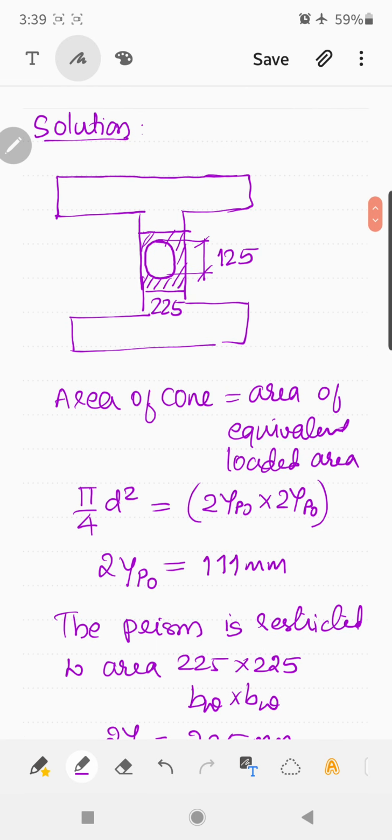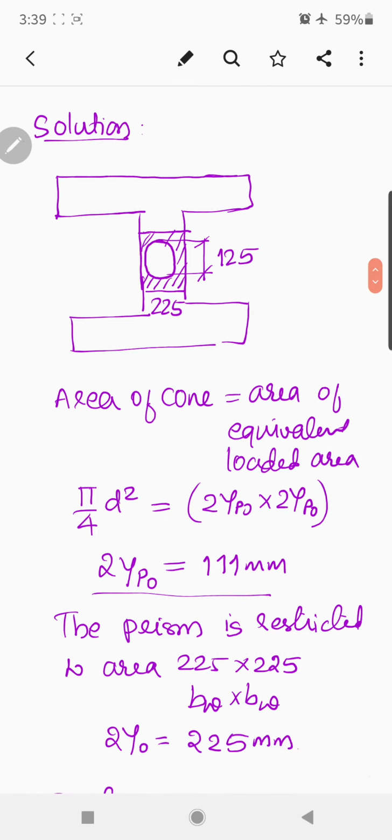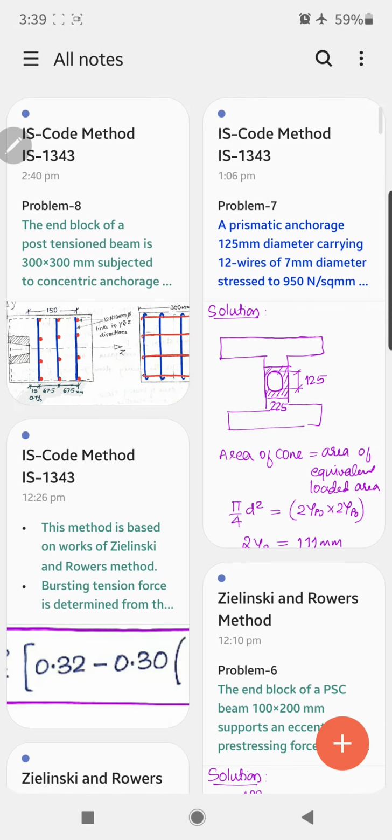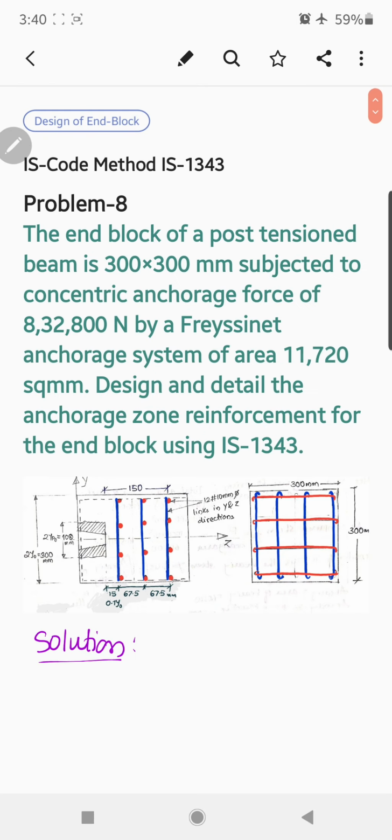Similarly, in the previous problem also, if the anchor plate is not rectangular, if it is circular, in any case like Zielinski's method or Guyon's method, then you have to calculate the area 2yp naught in a similar way by considering this. So let us solve another problem of detailing, the last problem. This is the last problem on detailing.